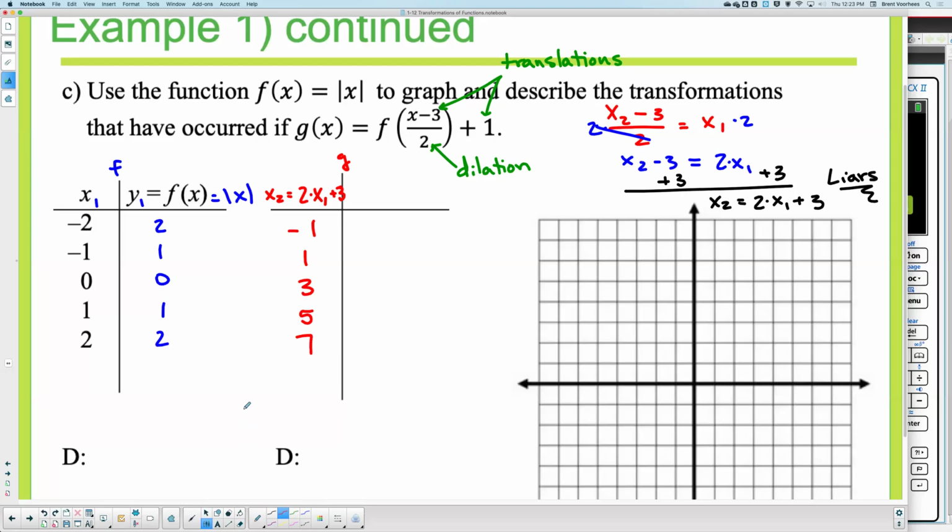Good. Now let's talk about the y's. What do you see happening on the outside of the equation? An addition of 1. That's the only thing that's happening to y's. So the y's, they're truth tellers, they're the easy ones. So all I'm doing to my y values is I'm adding 1.